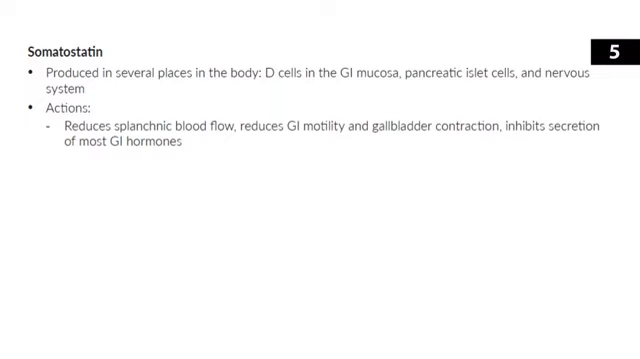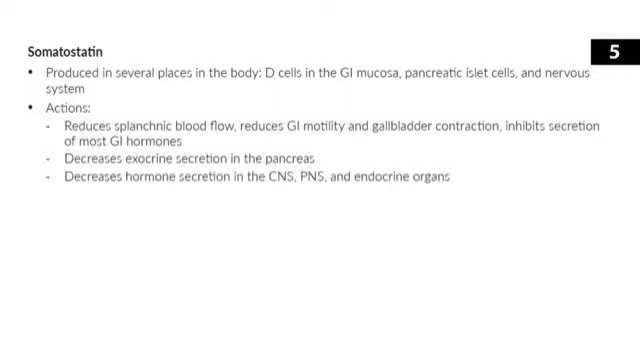So in the GI tract, it reduces splanchnic blood flow, reduces GI motility and gallbladder contraction, and inhibits secretion of most GI hormones. Then it decreases exocrine secretion in the pancreas, which also affects digestion. Then in the central and peripheral nervous systems and endocrine organs, somatostatin decreases hormone secretion. So this general hormone suppression obviously has potential to be clinically useful with fighting all kinds of diseases of hormone excess.